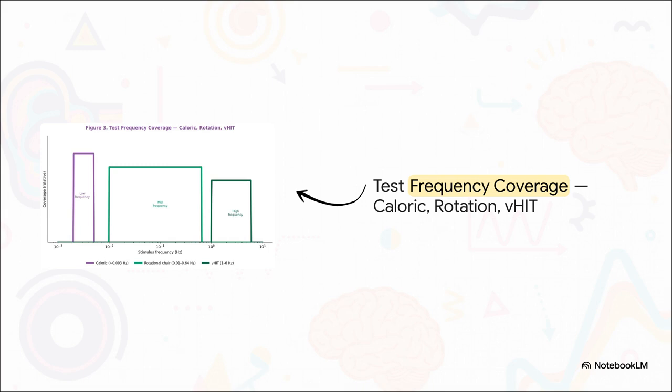Think of it this way. Calorics are your low-frequency probe. On the flip side, V-hit tests the high frequencies. So a patient might have totally recovered their high-speed function, but still have some really profound low-speed deficits. Or, the exact opposite could be true. You absolutely have to interpret these as a frequency pair, rather than just duplicates of the same test.